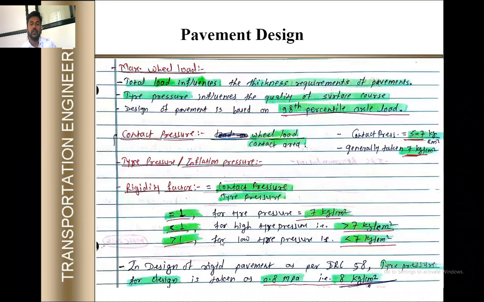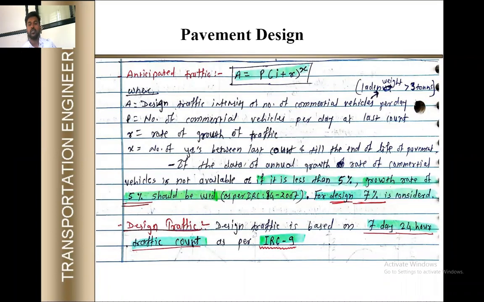Then the design traffic. The design traffic is based on the 7-day, 24 hours traffic count as per IRC 9. How do we take the design traffic? We have to calculate the number of commercial vehicles traveling on that road for 7 days, 24 hours. Then that traffic count is taken as the design traffic. This is given as per IRC 9.